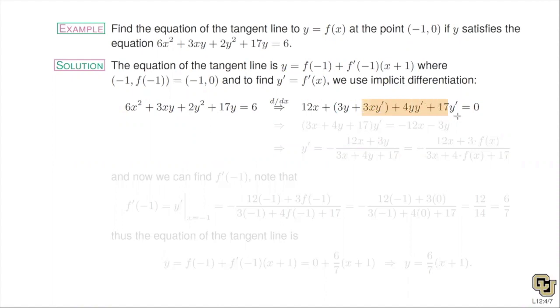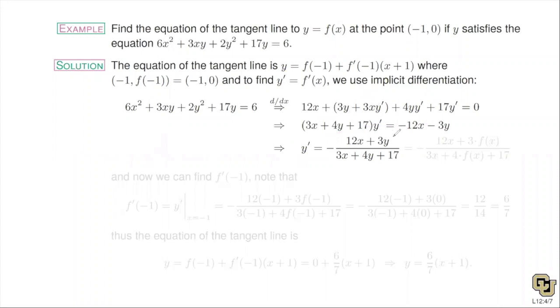I'm going to keep these 3 terms together because they all have y primes in them. These 2 terms, the 12x plus 3y, since they don't have y prime, I'm going to move to the other side. And so when I do that, I have my 3 terms and I factor out the y prime. So 3x plus 4y plus 17, quantity all multiplied by y prime, equals, when I moved the other 2 terms over, they became negative, so equals negative 12x minus 3y. Last step here is to isolate the y prime. So I have y prime equals negative 12x plus 3y over 3x plus 4y plus 17. So I factored out this minus sign all the way in the front right here, okay?